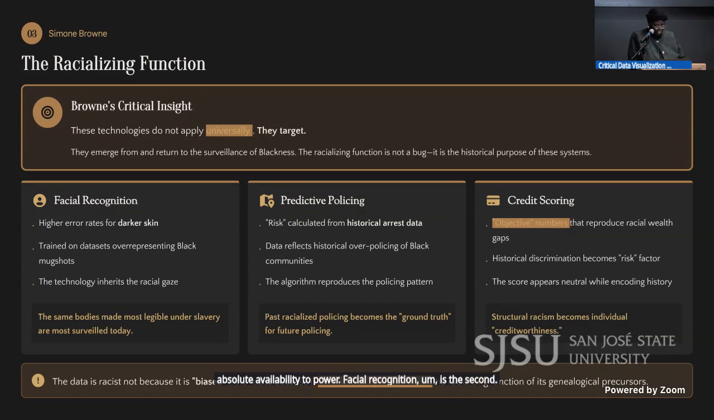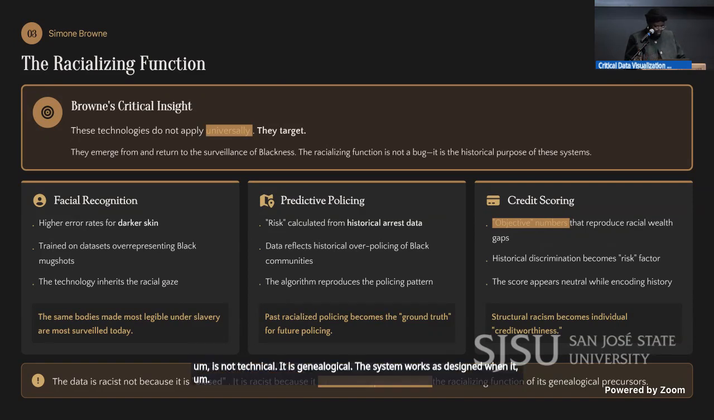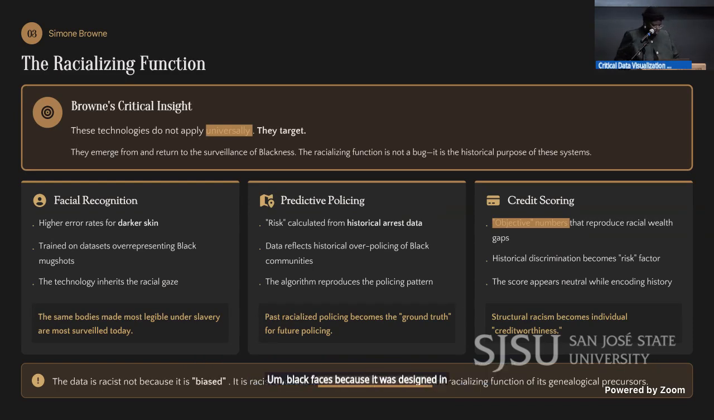Higher error rates for darker skin, but also trained on data sets that overrepresent Black mugshots, reproducing the assumption that Blackness is the proper object of surveillance. The technology inherits the racial gaze. The error is not technical, it is genealogical. The system works as designed when it misrecognizes Black faces because it was designed in a tradition that required Black overdetermination.